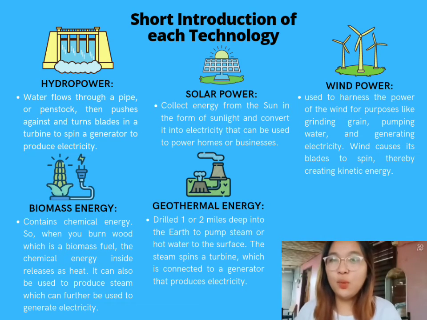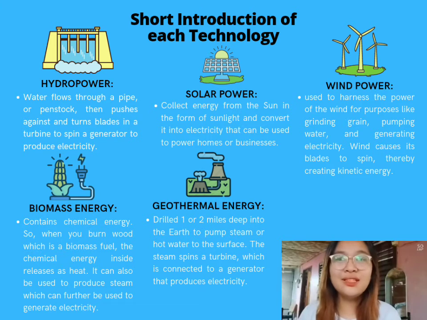So now I am going to tackle the uses of the 5 technologies, starting with the solar panels. Solar panels, also called photovoltaics, collect energy from the sun in the form of sunlight and convert it into electricity that can be used to power homes or businesses. These panels can be used to supplement a building's electricity or provide power at remote locations.